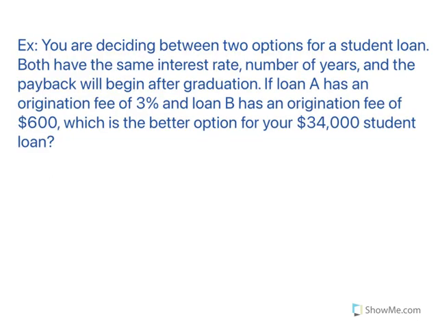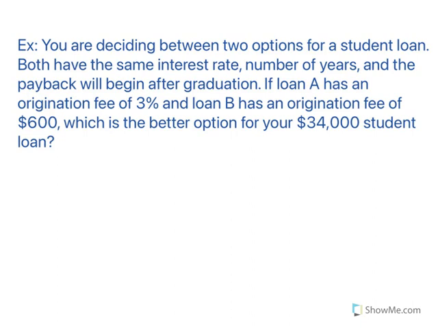Let's go ahead and talk about an example here. You're deciding between two options for a student loan. Both have the same interest rate, number of years, and the payback will begin after graduation. If loan A has an origination fee of 3% and loan B has an origination fee of $600, which is the better option for your $34,000 student loan?